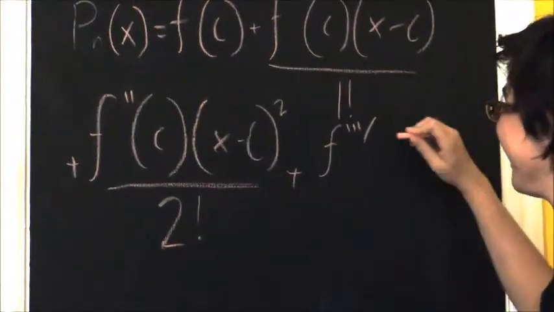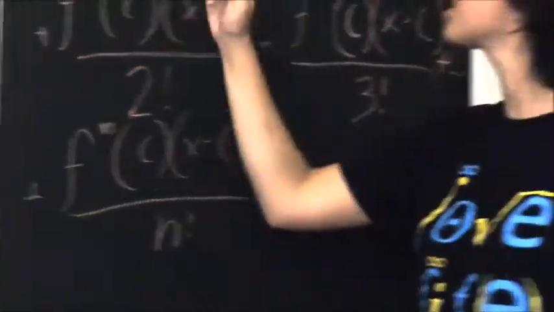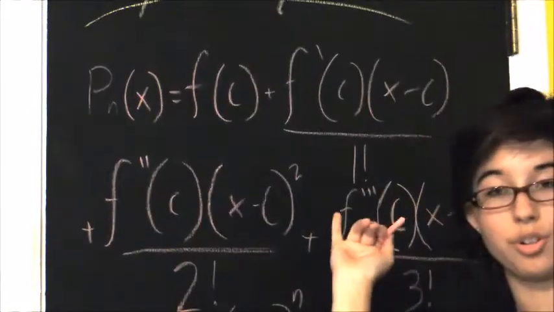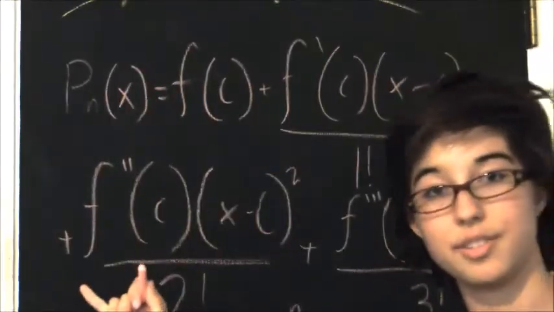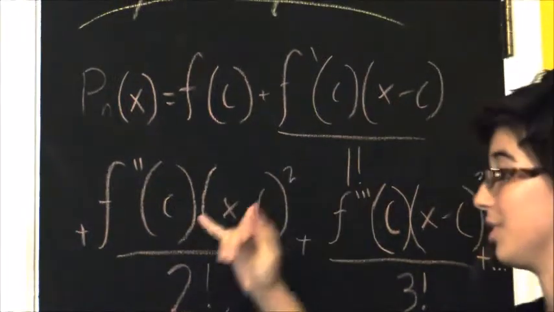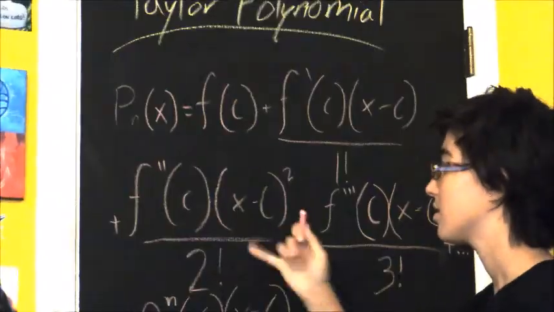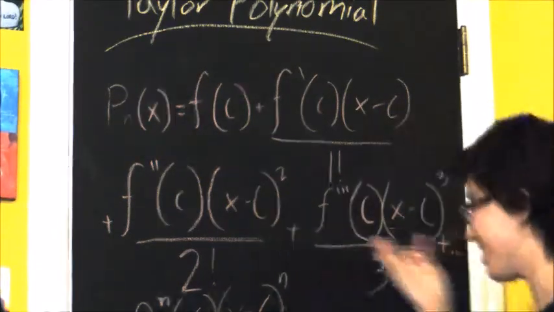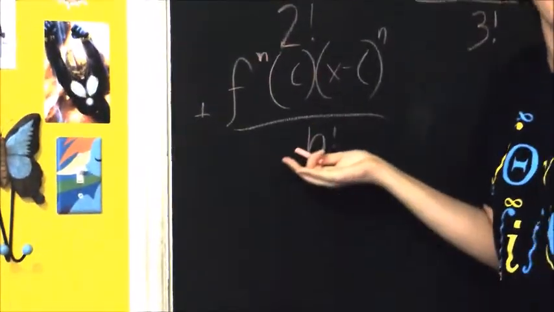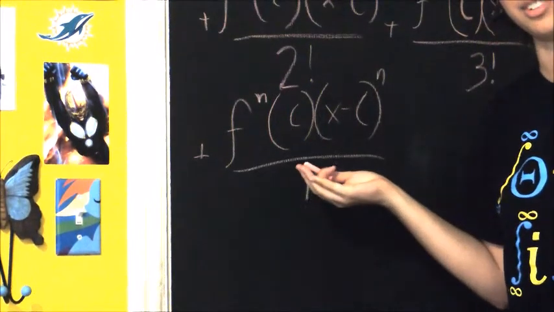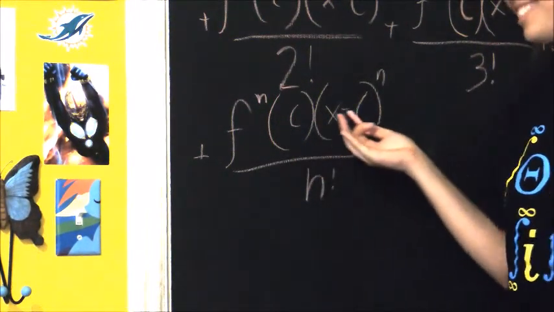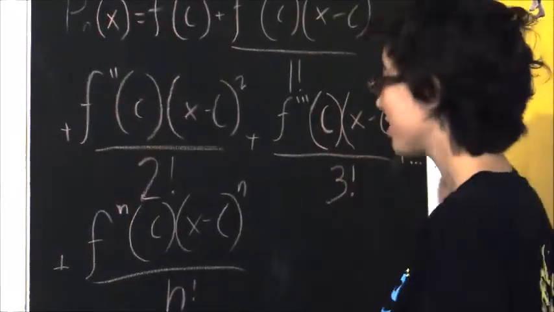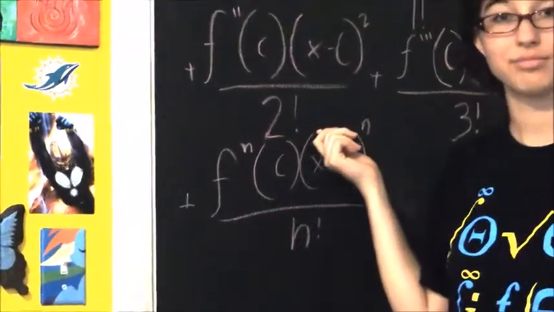So, we have f of c plus f prime of c times x minus c over the first factorial, then the second derivative f double prime of c times x minus c to the second power over the second factorial, and then it keeps going until it's f to the n of c. This is the general Taylor polynomial. So, now let's work with it.